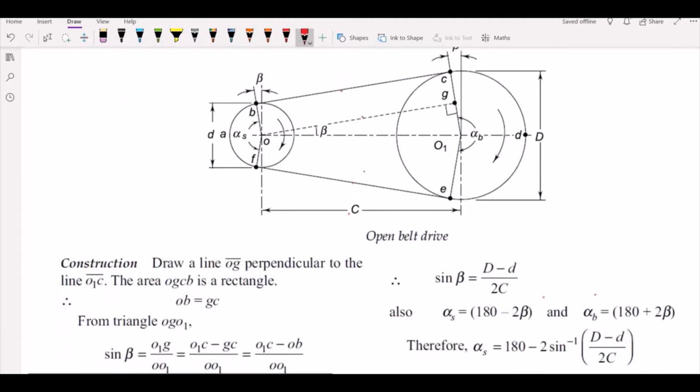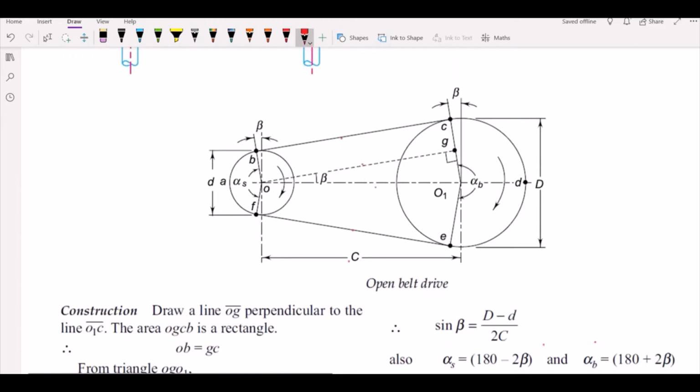This is a figure related to the open belt. Here is your driving member and here is your driven member. As for the notation, one center is denoted as small o, and the other is denoted as capital O. The distance between the centers of the driven and the driving members is denoted by capital C. The diameter of this pulley is small d, and the diameter of the driving member is capital D.